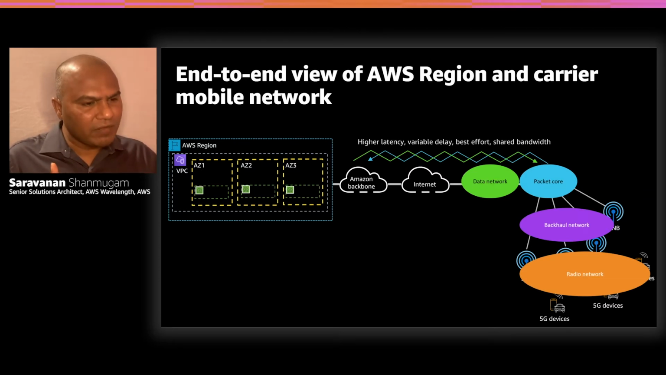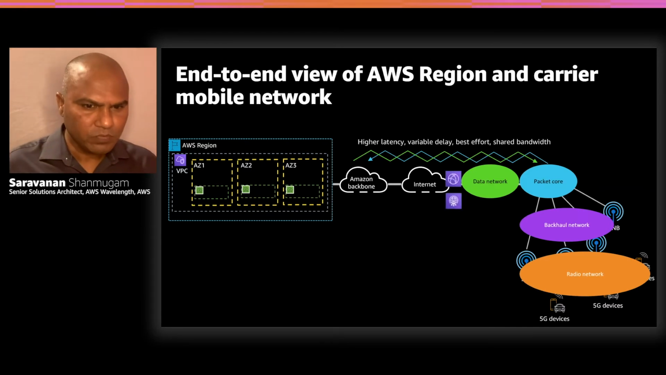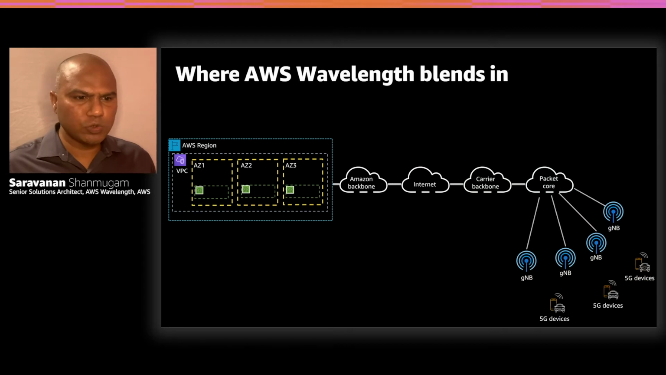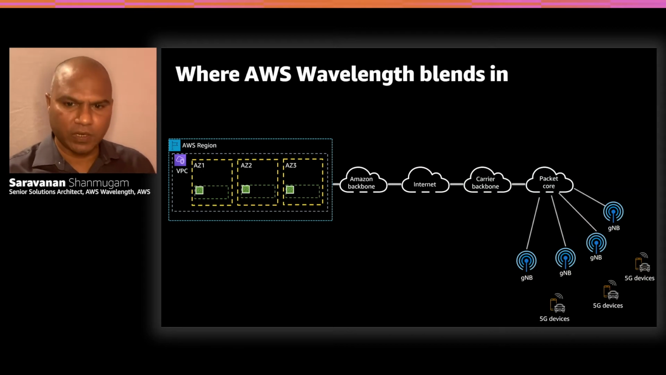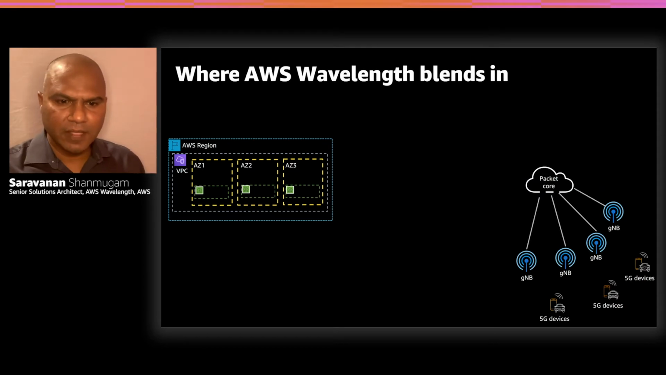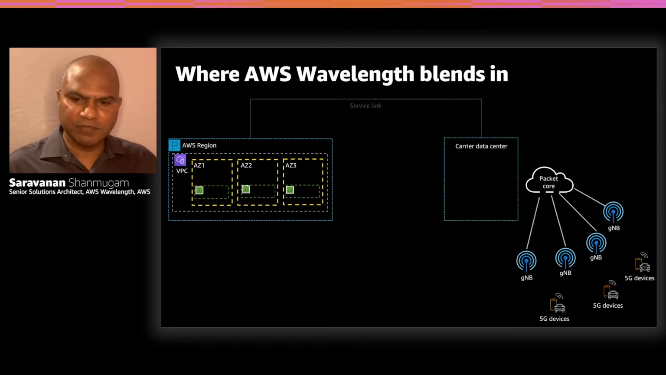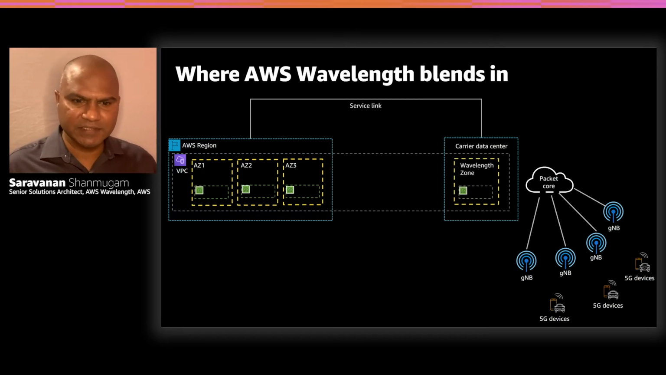But AWS Wavelength is a completely different thought process. So let's look at what AWS is trying to do. Instead of bringing individual services to the edge of the network, with our partnership with carriers like Verizon, we are bringing AWS infrastructure and core compute services like EC2, EBS, and container services like EKS and ECS into the carrier network and placing them next to the packet core.